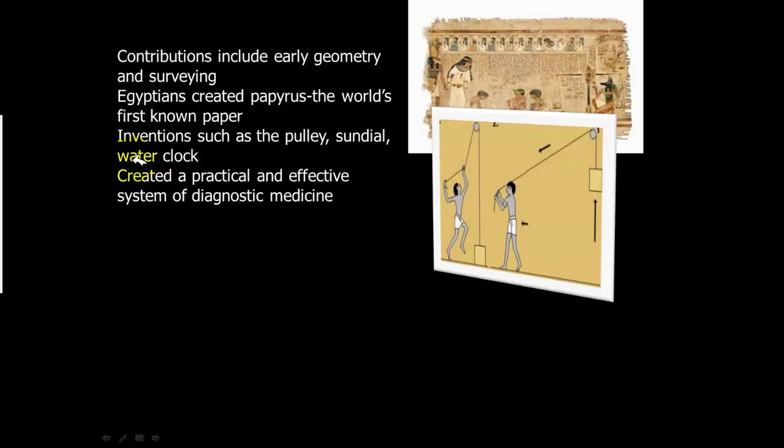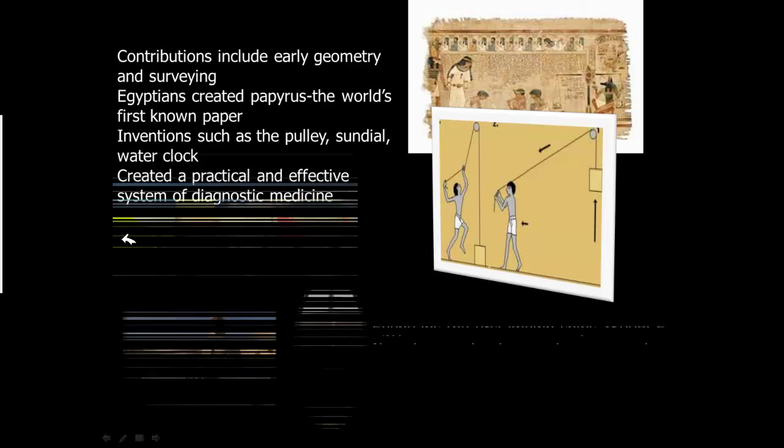Inventions. The Nile River Valley cultural hearth is responsible for inventions that we use every day. Definitely the pulley, which is represented in this picture, the sundial and the water clock. The Egyptians, along with the Babylonians, once again created the first practical and effective system of diagnostic medicine.